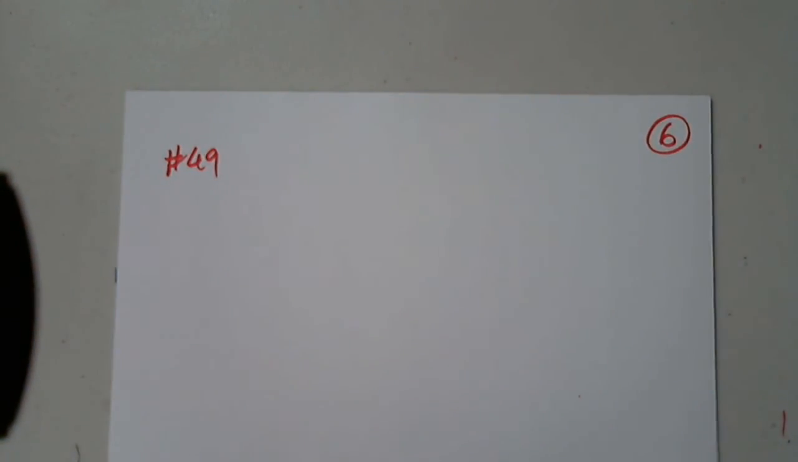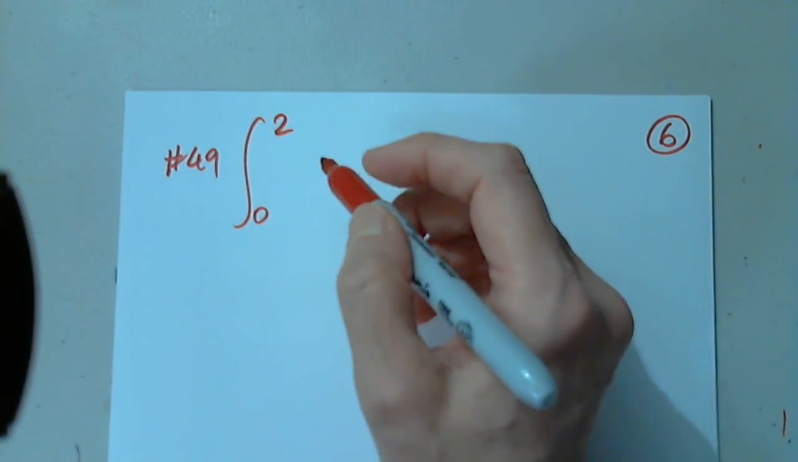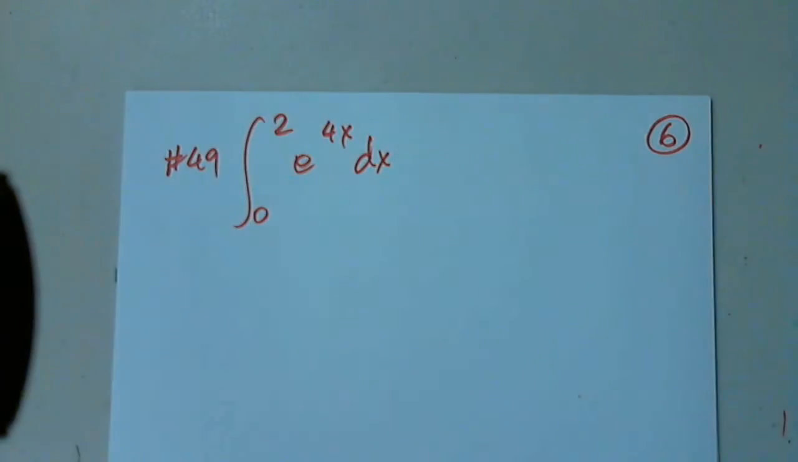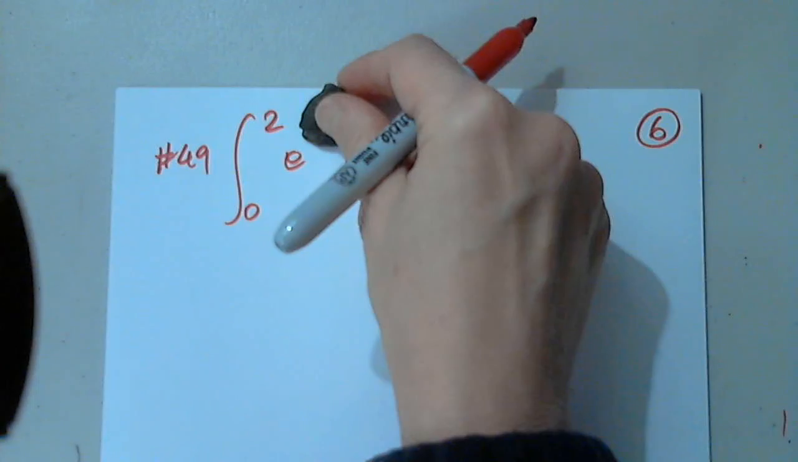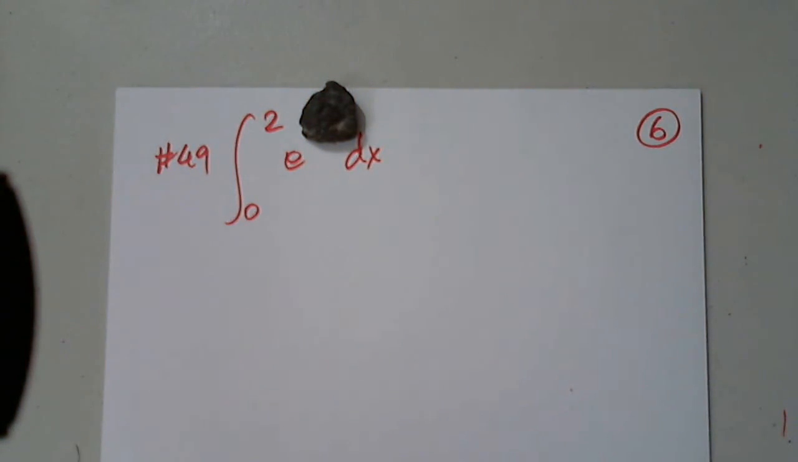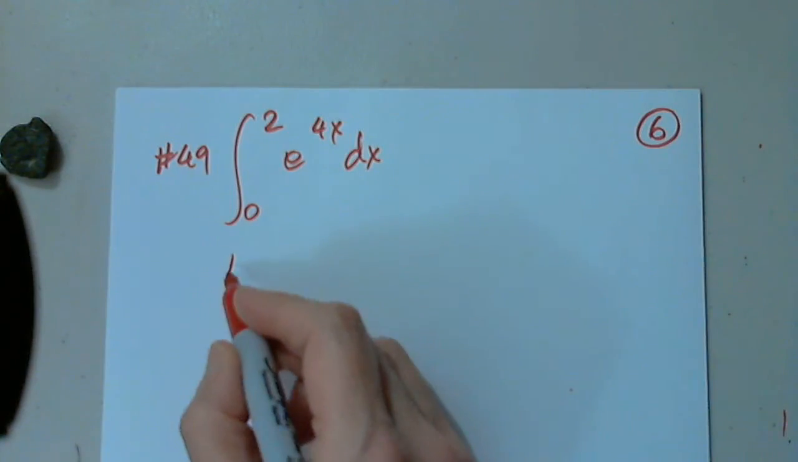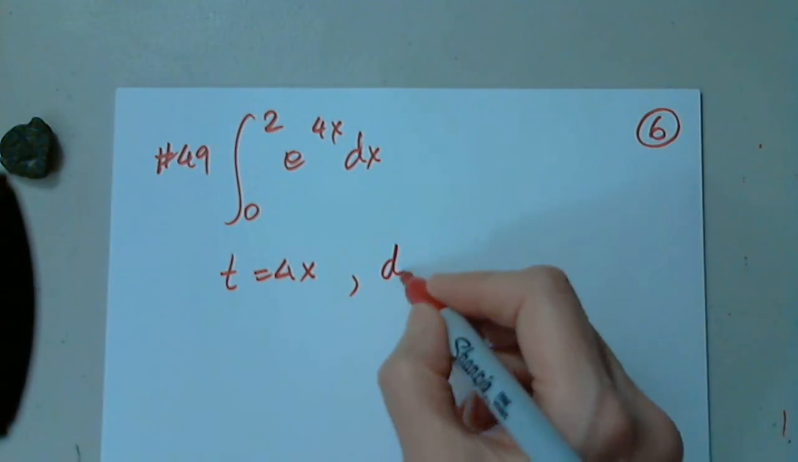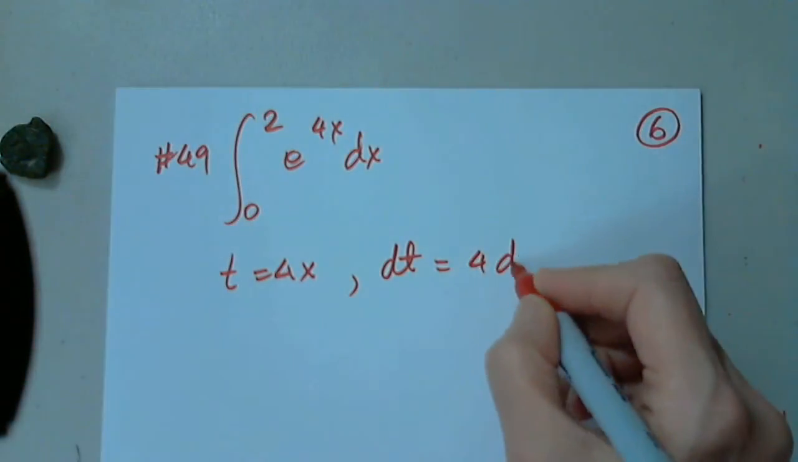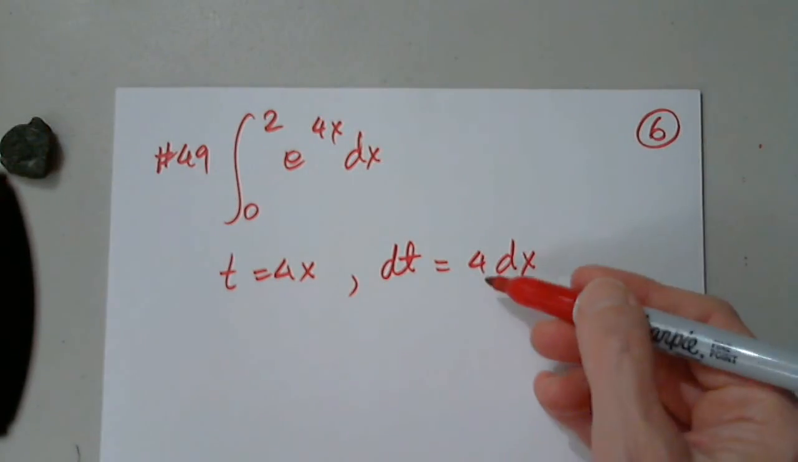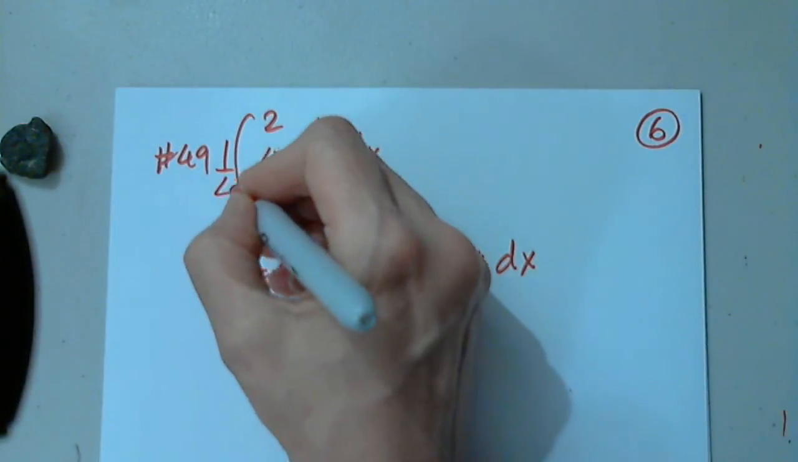49. So we have the integral from 0 to 2 of e to 4x dx. For 49, we do not need a substitution, but let's use the substitution now. So I'm going to say, let t be 4x. Can anyone give us the differential of t? 4 dx. Thank you. Excellent. Do I have 4 dx? No, but it's a little number. I can always make it up.